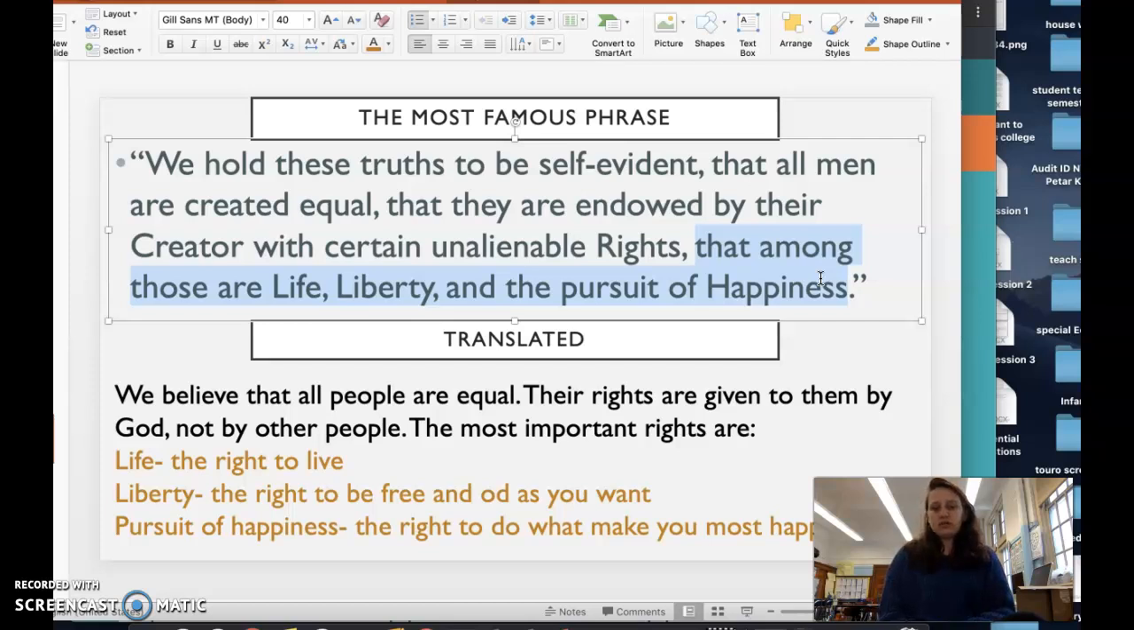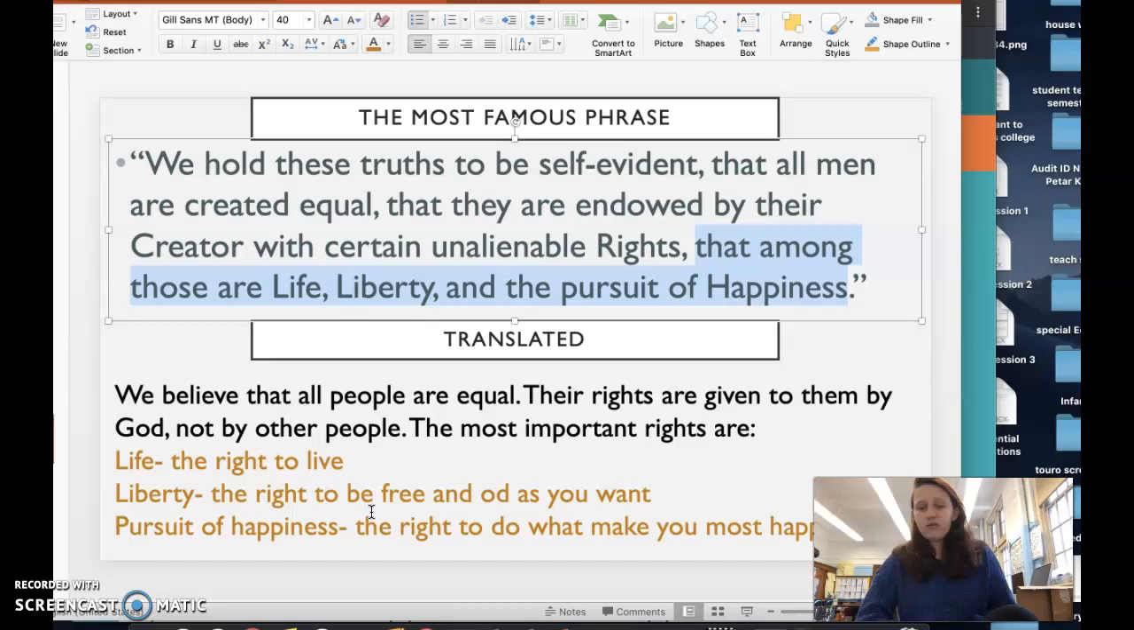So you have the right to be free and do whatever you want. So if you want to take a 2-mile walk today, then you can do that. If you want to not ever work, you can do that. You have the right to be free. The right to be free, not to be ruled by a king. And the last one is the pursuit of happiness. The right to do what makes you happy.